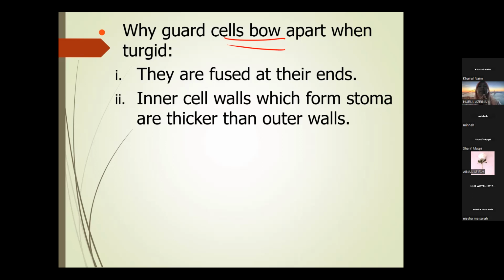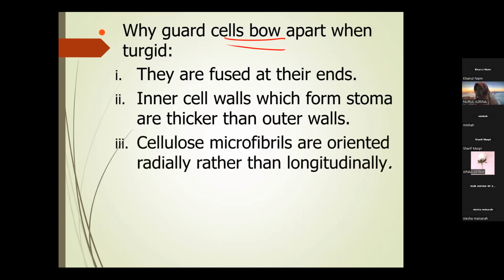Right? Okay. Number 2 is the inner cell wall which forms the stoma is thicker compared to the outer wall. Okay. Dinding bahagian dalam lebih tebal daripada dinding bahagian luar. Right? So bila dinding dalam lebih tebal daripada dinding luar, much more of the force will be going outward. That's why nak tak nak dia akan terbuka keluar macam ni. Dia bukannya tertutup, dia terbuka. Okay, because of the force.